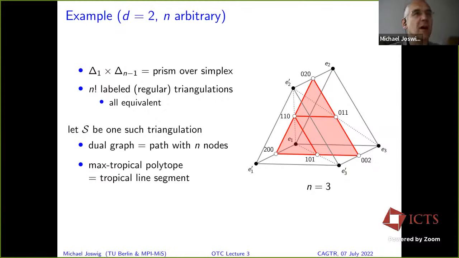It generalizes to an arbitrary number of points and arbitrary dimensions. We will see more examples later. Okay, but this is the first non-trivial example. And now for the red triangle.